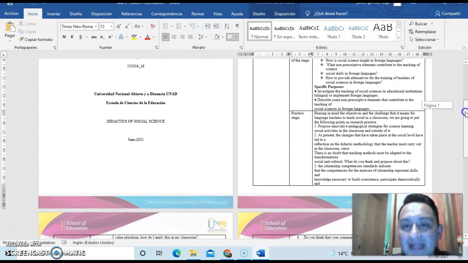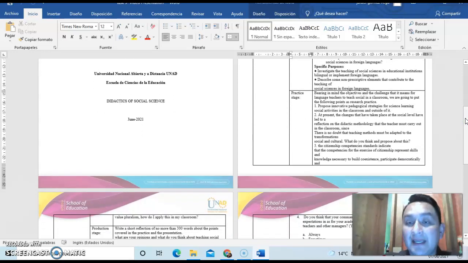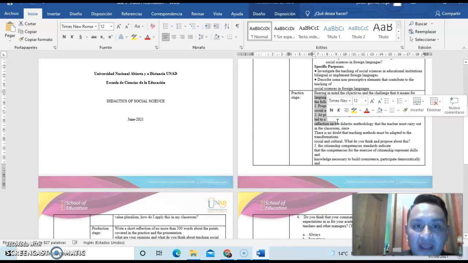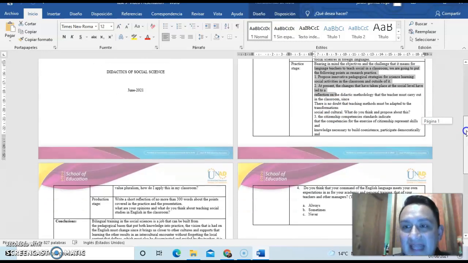The second is the practice stage, and in this step the idea is to propose innovative pedagogical strategies for learning science, understand the standards of the National Ministry of Education, I mean the English citizen skills, and the way in which we can improve these processes.